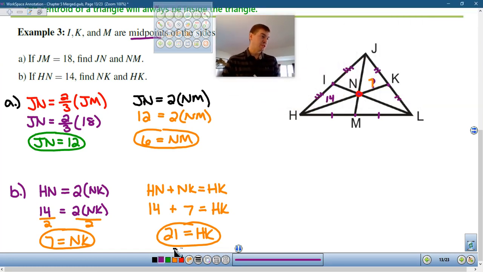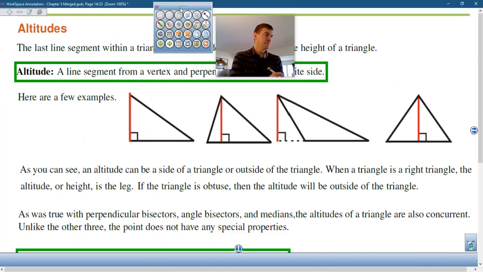So just to give you extra practice here, since we did not talk about LI, the median LI, let's say that IN is 5. If IN is 5, then LN must be 10. And if this is 5 and this is 10, then IL would be 15. So just got to know those relationships there for those numbers.